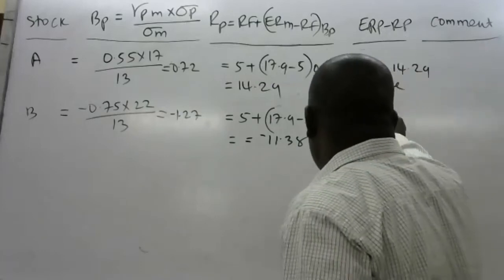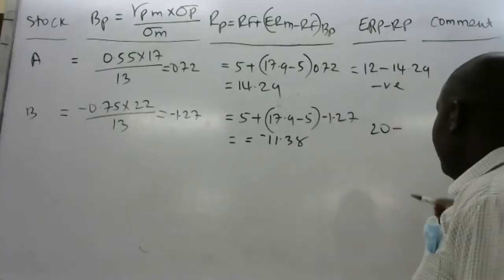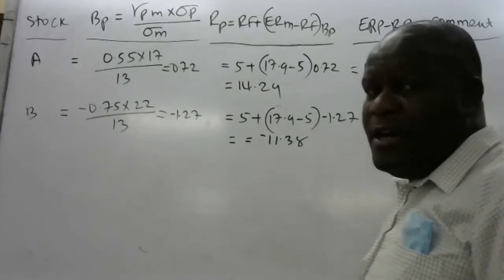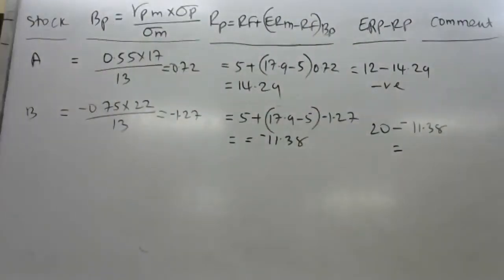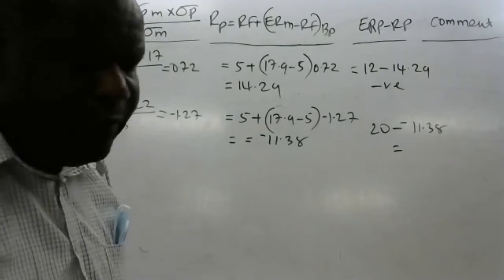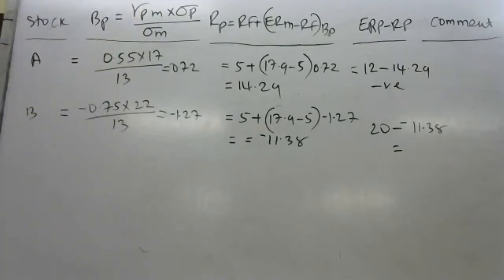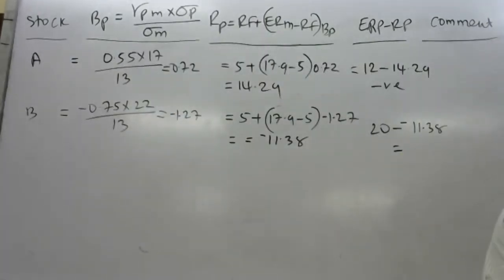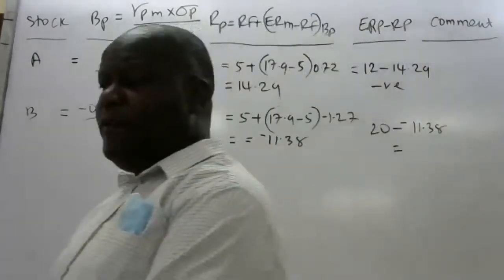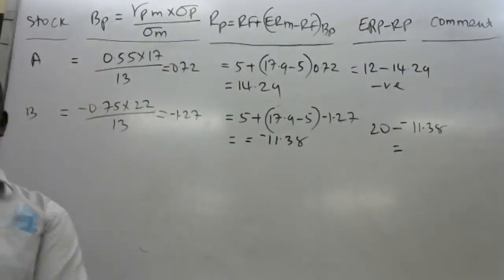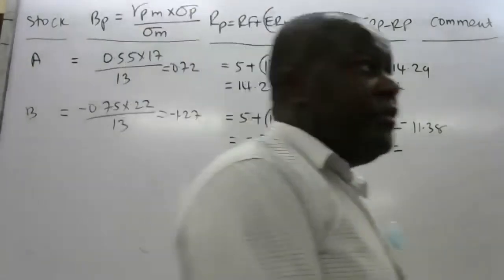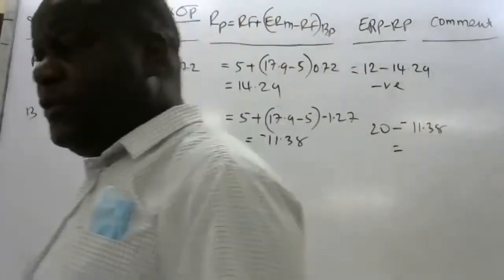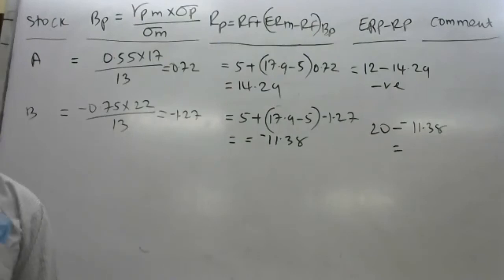The expected return was given as 20. But now we minus negative 11.38, so it will turn out to be positive. That difference will be positive, which means that stock B is super efficient. So the comment for B is that it is super efficient, or it is undervalued by the market.